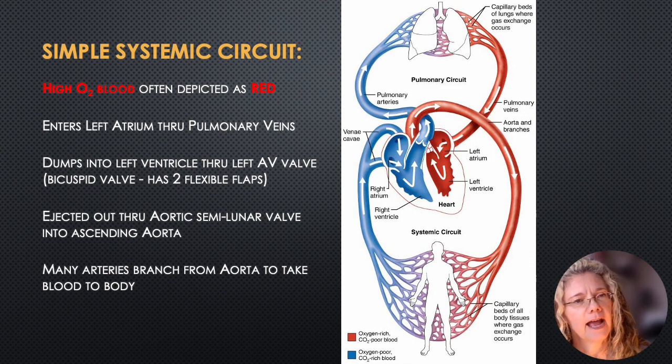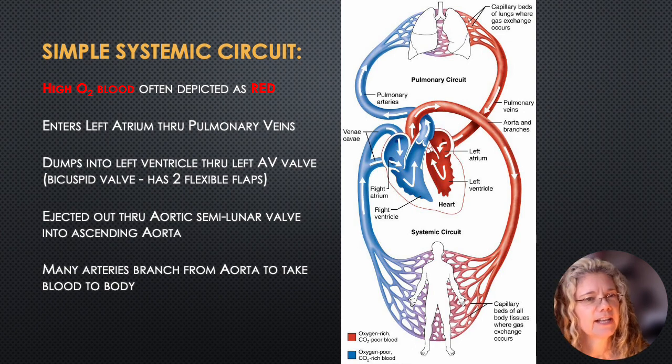So, as blood gets emptied from the atria into the ventricle through that bicuspid atrioventricular valve, then during contraction of the ventricles, highly oxygenated blood is going to be ejected through the aortic semilunar valve into the ascending aorta and then the aortic arch, and then out through the aorta into the many, many branches that will take highly oxygenated blood throughout the body.